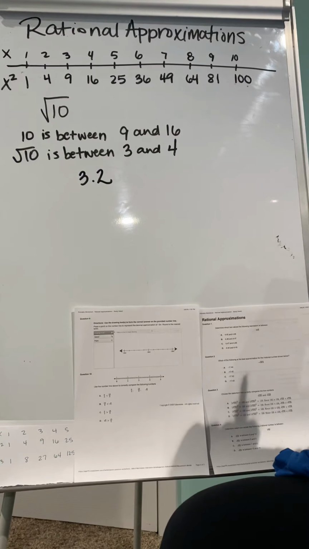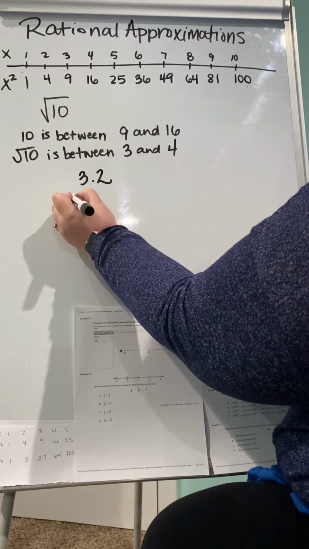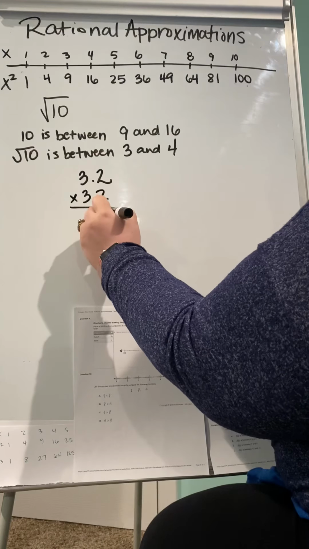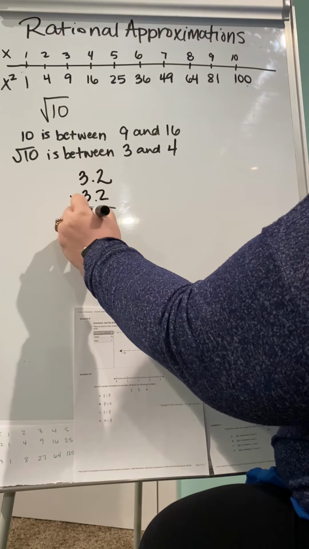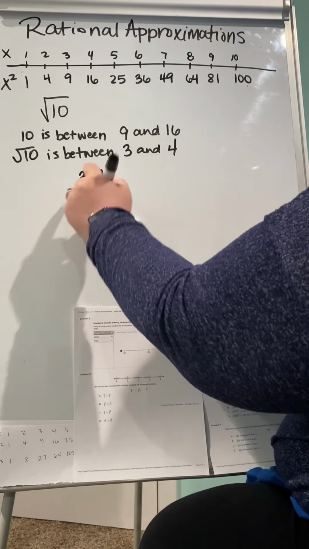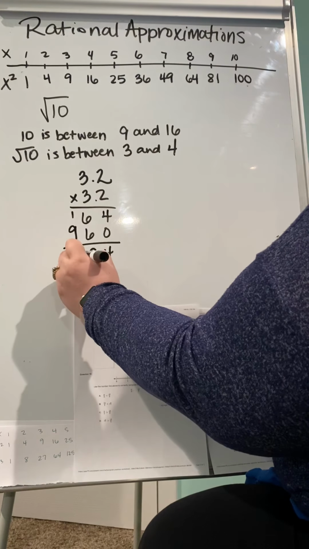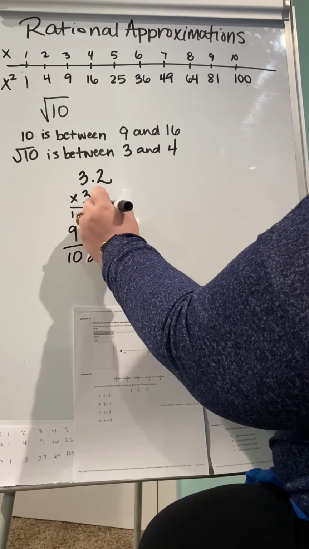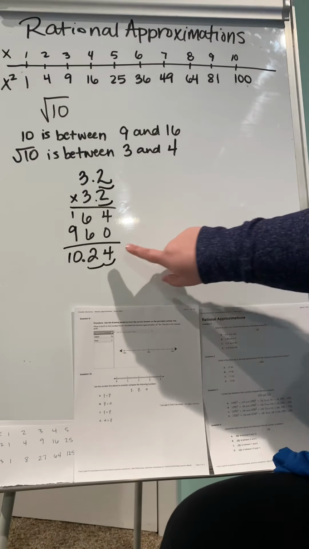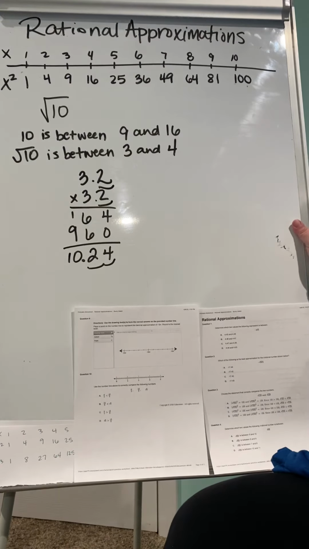Now, if I want to check that, I can take 3.2 and say, what happens when I square 3.2? 2 times 2 is 4. 2 times 3 is 6. 0. 3 times 2 is 6. 3 times 3 is 9. And what we're going to find, I got 2 decimal places, and you can by all means use a calculator for that part, is that I'm a little bit over 10. So this estimate is just a little bit high.